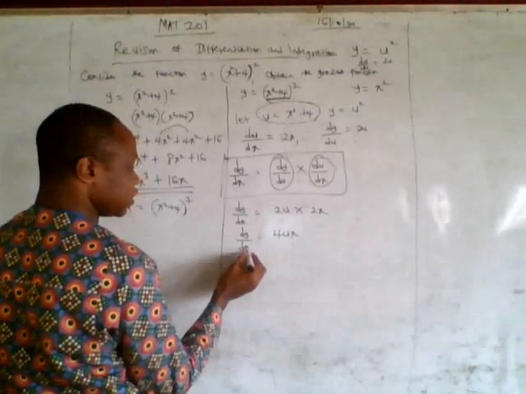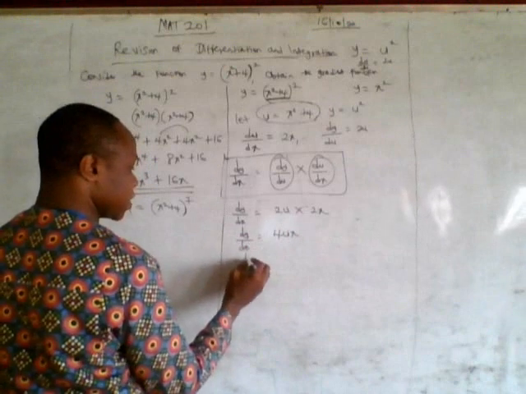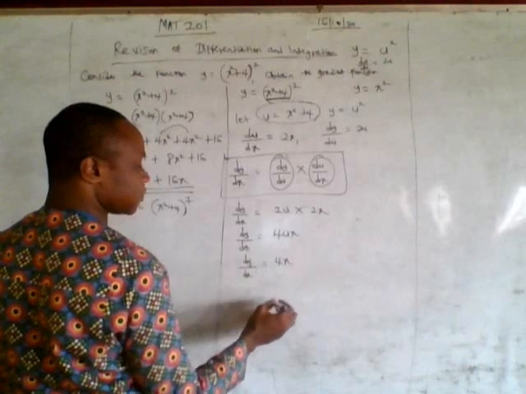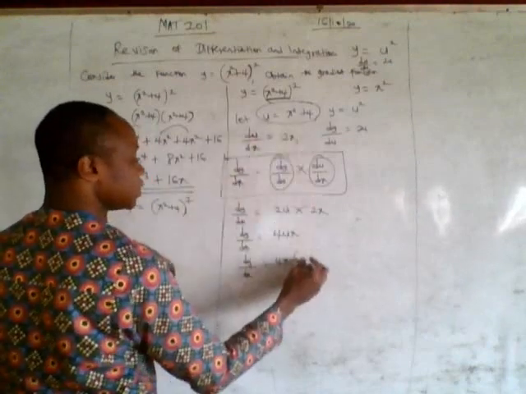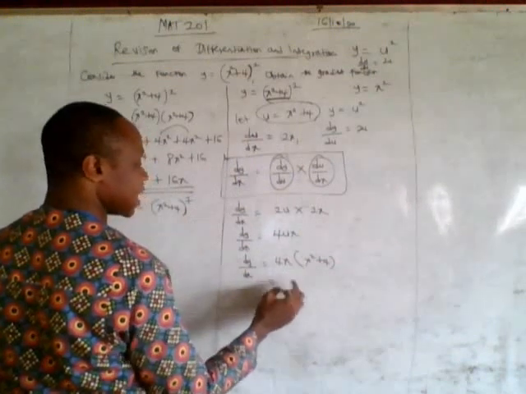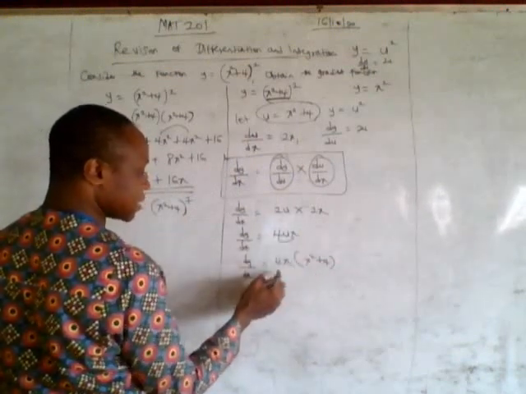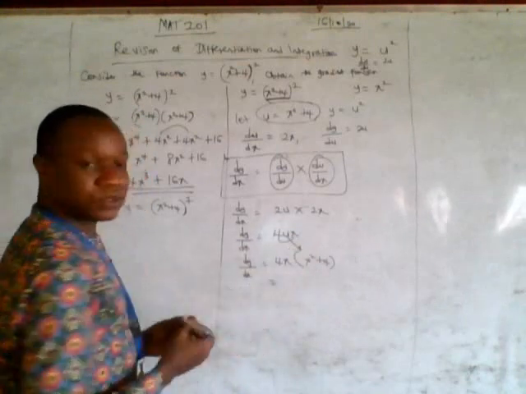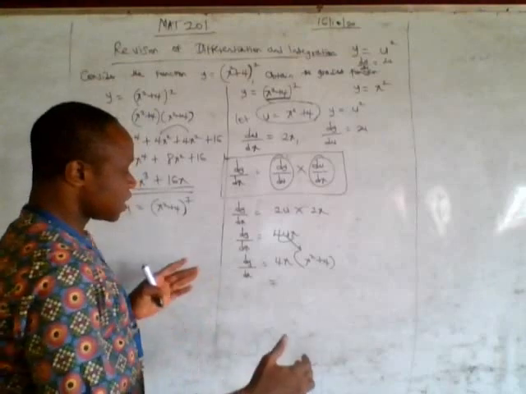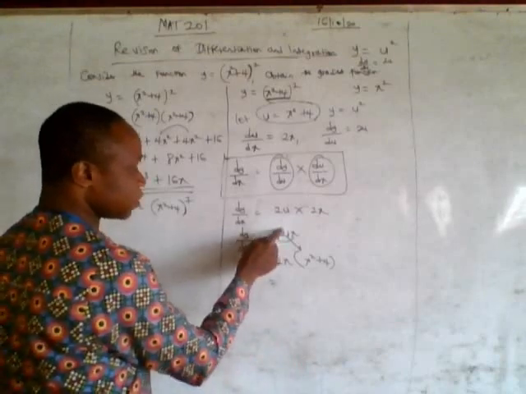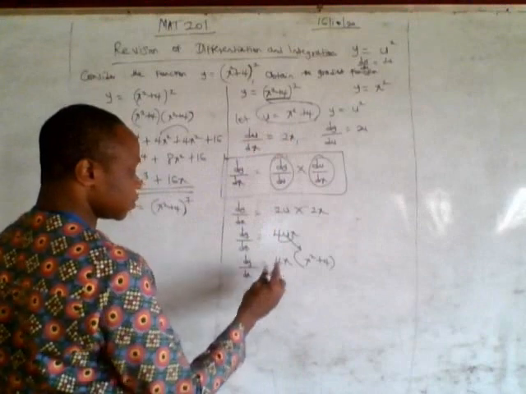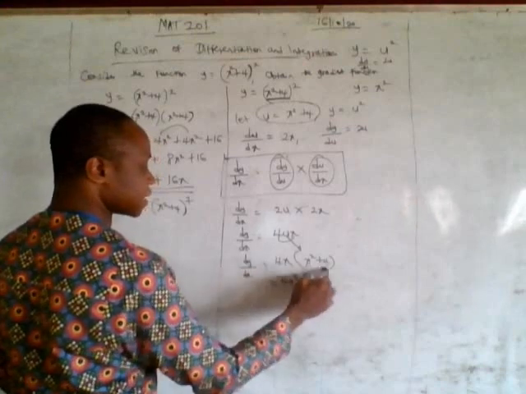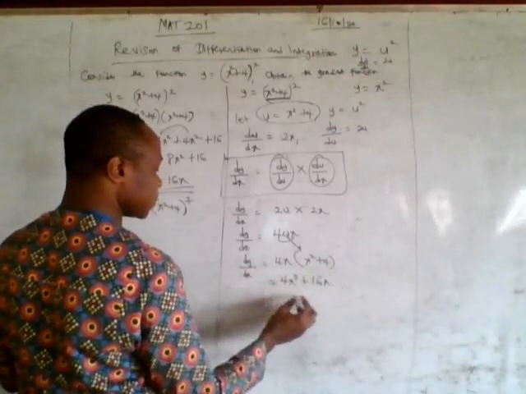4ux. And dy/dx should be in terms of x. So we have to return u to be in terms of x. So this means 4x times x squared plus 4. My answer should be y in terms of x, so we return to what u represented. So 4x times x squared is 4x cubed, and 4x times 4 is 16x.